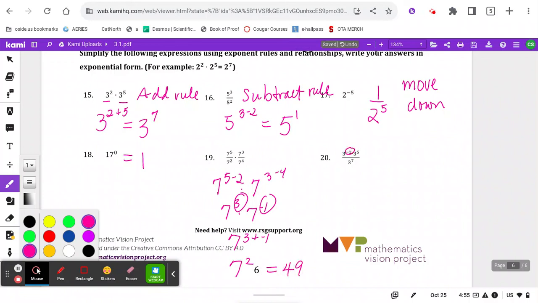Next one, let's do the negative 2 plus 5. Becomes 3 to the third over 3 to the 7th. Well, 3 to the third over 3 to the 7th is the subtract rule. And then the negative exponent rule becomes 1 over 3 to the 4th. You also could make that 1 over 81.